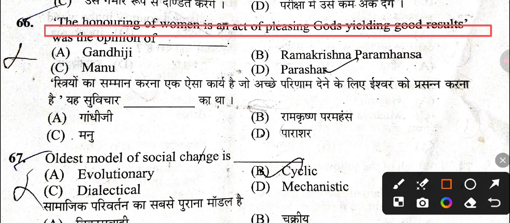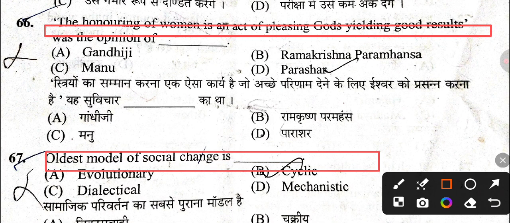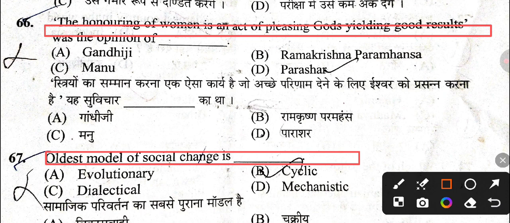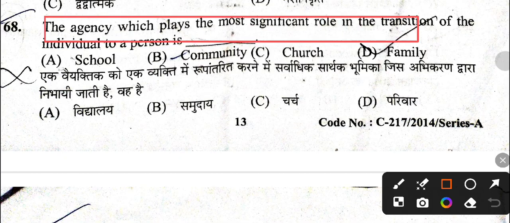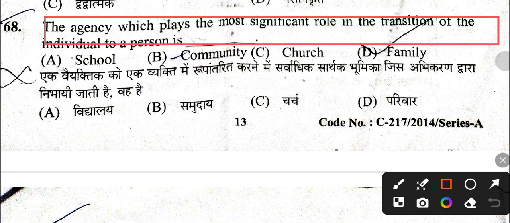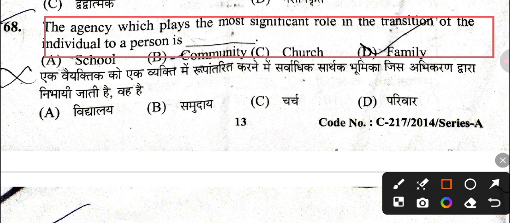Parashar, oldest model of social change. So its answer is also a little bit doubtful. It is cyclic according to the answer key, but somewhere it is also mentioned as evolutionary. The agency which plays the most significant role in the transition of the individual to a person is the family.